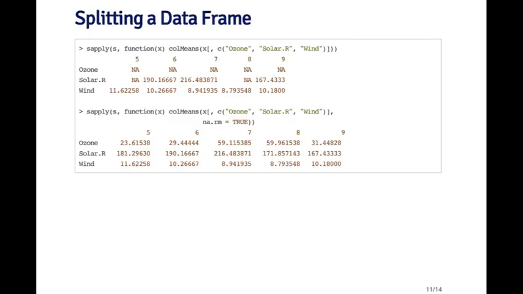Of course, I've still got NAs for a lot of them because of the missing values in the original data. So one thing I can do is pass the na.rm argument to colMeans. That will remove the missing values from each column before calculating the mean. And now, when I call sapply on the split list, I can get the means of the observed values for each of the 3 variables for each of the 5 months.